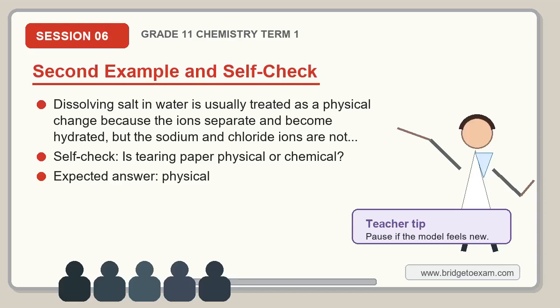Now answer this self-check. Is tearing paper physical or chemical? A strong answer should include physical. Hint, the paper changes size and shape, but its identity is not necessarily changed.